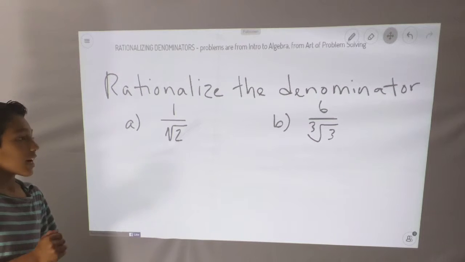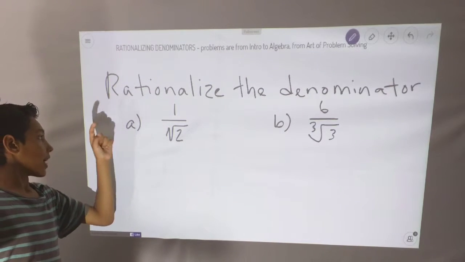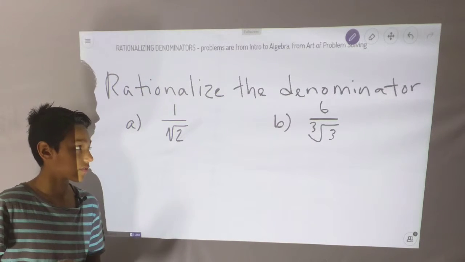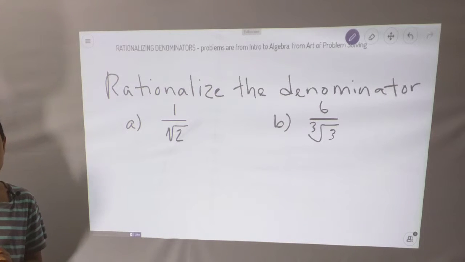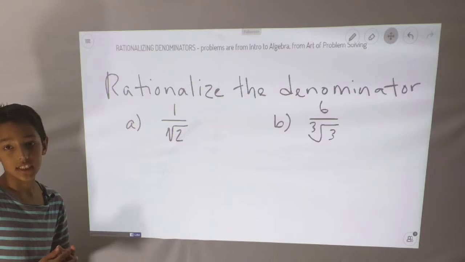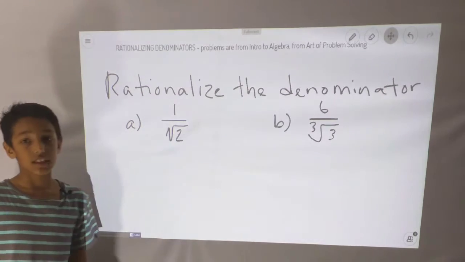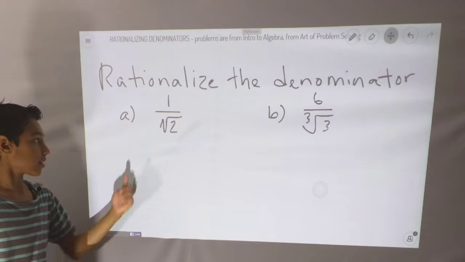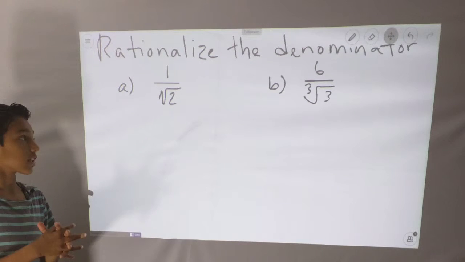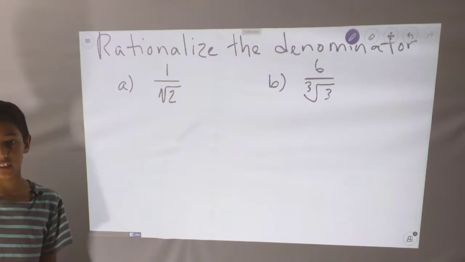So now we have our first problem. Rationalize the denominator. A is 1 over the square root of 2, and B is 6 over the cube root of 3. To rationalize the denominator basically means to get rid of the square root or cube root, to get rid of the radical, as I should say. So rationalizing the denominator is to get rid of the radical from the denominator.